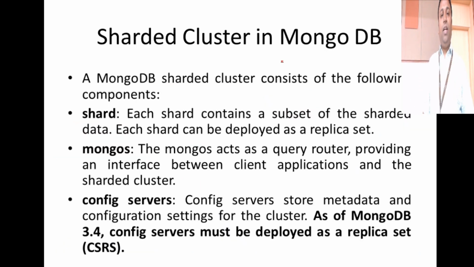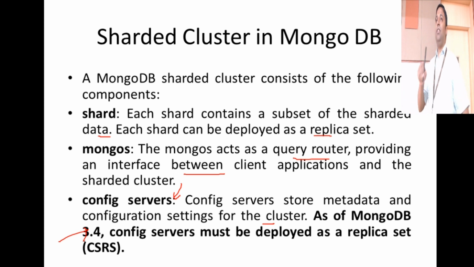But to go with a few definitions: what is a shard? It contains a subset of the sharded data. Each shard can be deployed as a replica set. You all agree with me on that. If I had not shown that visualization, you would not have agreed with me, I guess. MongoS, what is this? MongoS is the query router. It provides an interface between client applications and the sharded cluster. Now from the Mongo shell or the application, you'll be contacting only the MongoS query router. What are configuration servers? They hold the metadata for the cluster. And this is important: after MongoDB 3.4, it is mandatory that your configuration server is also a replica set.